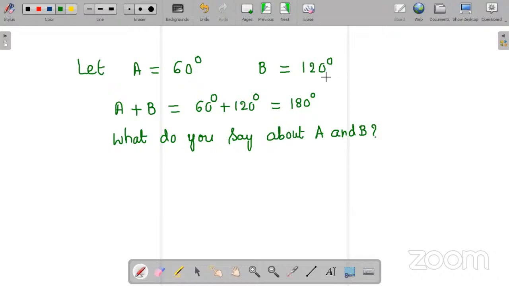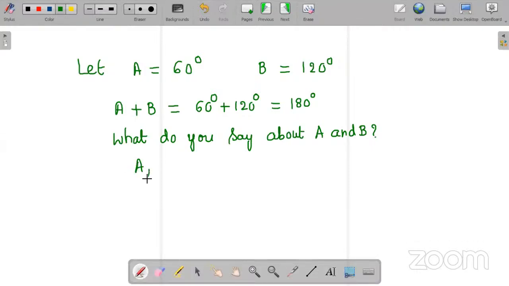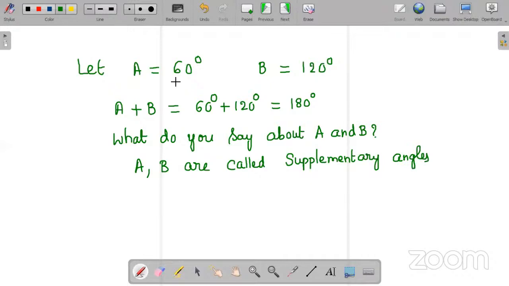Suchitra, absolutely correct. So A and B are called supplementary angles. That means 60 degrees is the supplement of 120, and 120 degrees is the supplement of 60 degrees.